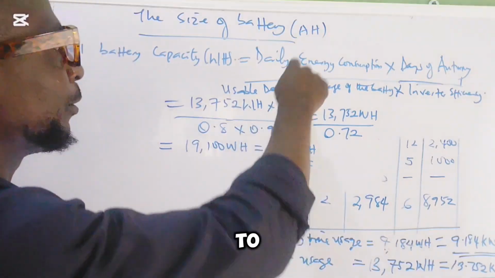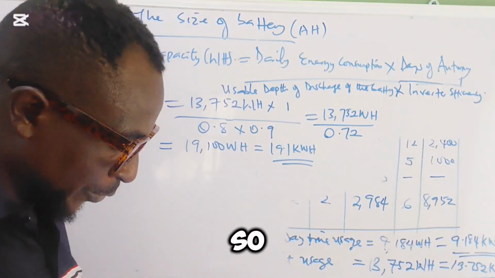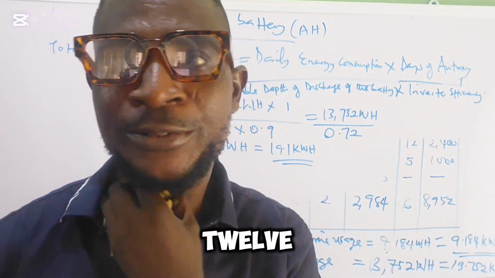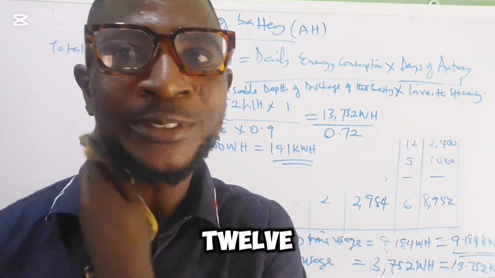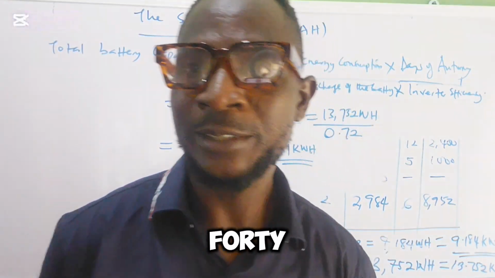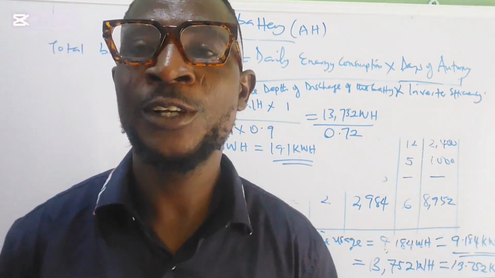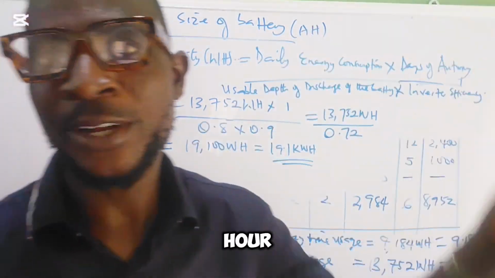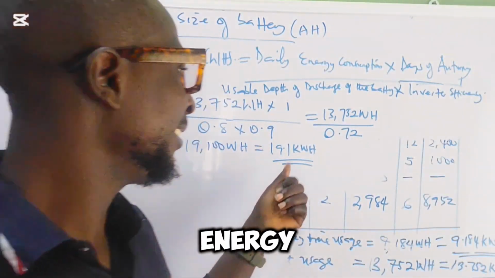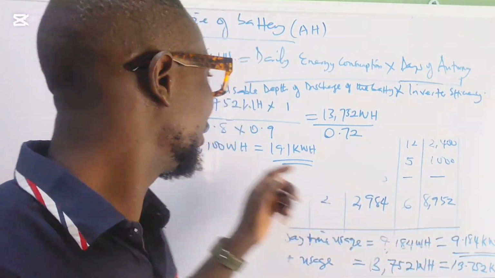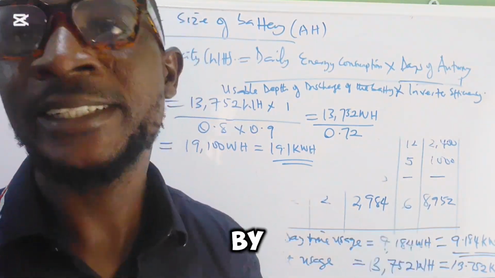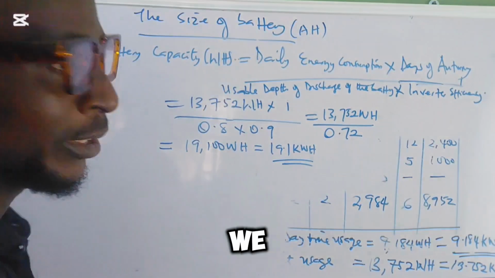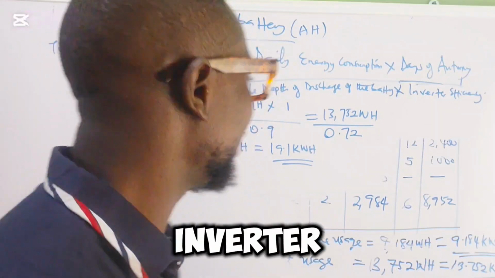Then we convert to ampere hour. So what is the voltage of inverter you will be using? Is it 12 volts? What is the nominal voltage? Is it 12 volts? Is it 24 volts? Is it 48 volts? So let's say we are using 48 volts. So for you to get the battery size in ampere hour, you have to divide the energy in watt hour by the nominal voltage of your inverter. So we agree we are using a 48 volt inverter now.